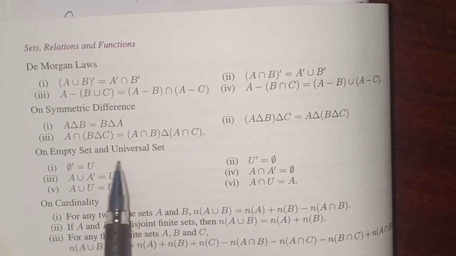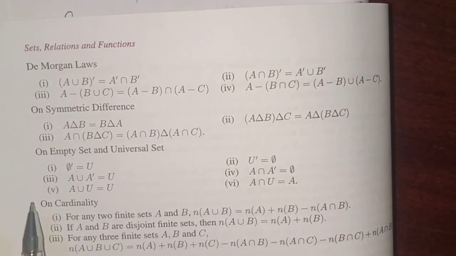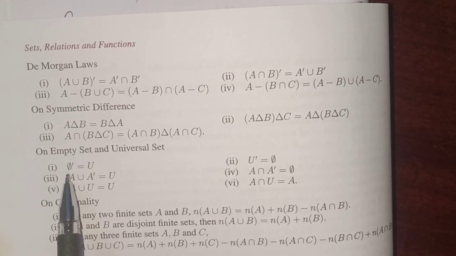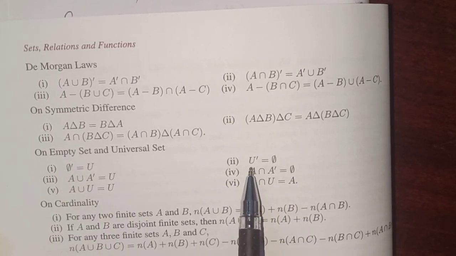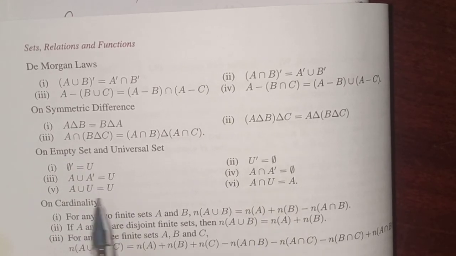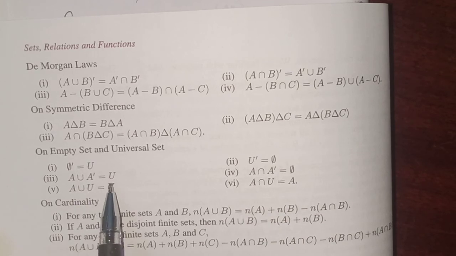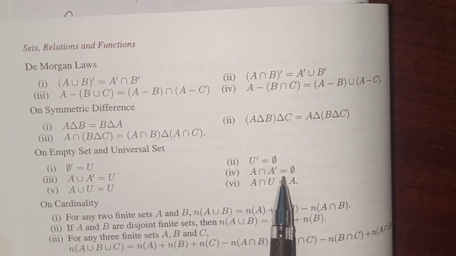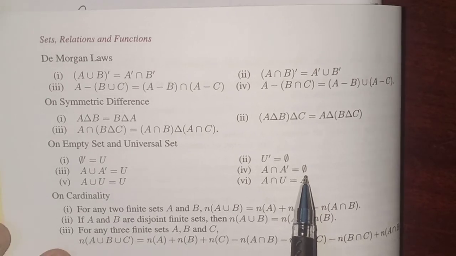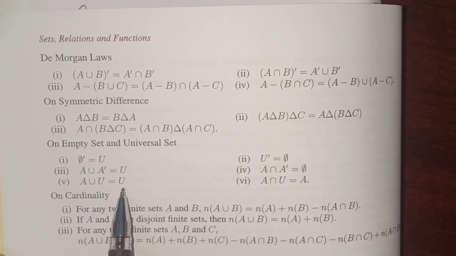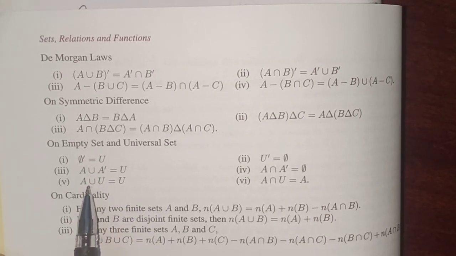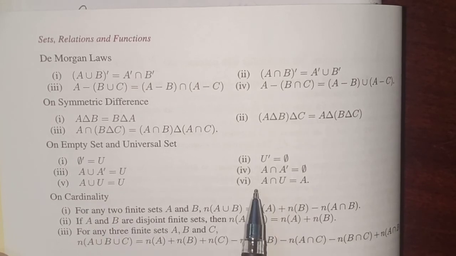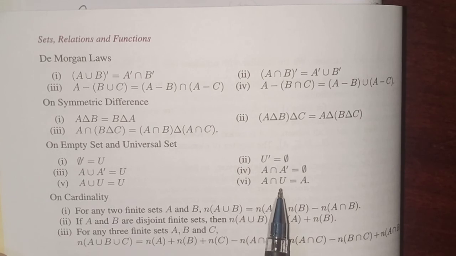On empty set and universal set we have 6 properties. Complement of empty set is the universal set. Complement of universal set is the empty set. A union A complement equals universal set. A intersection A complement is an empty set. A union universal set is universal set. Don't get confused over these two symbols. This one is a union, this one is the universal set. And the sixth, A intersection universal set is set A.